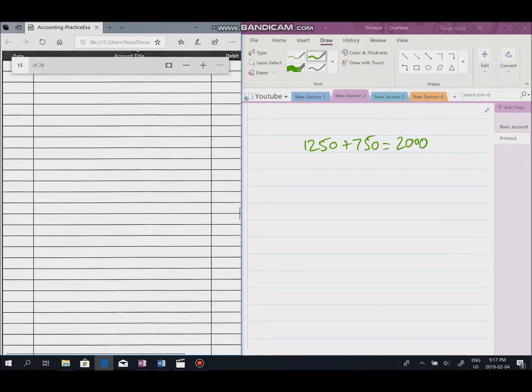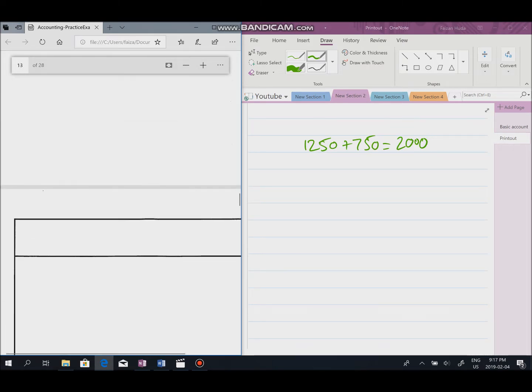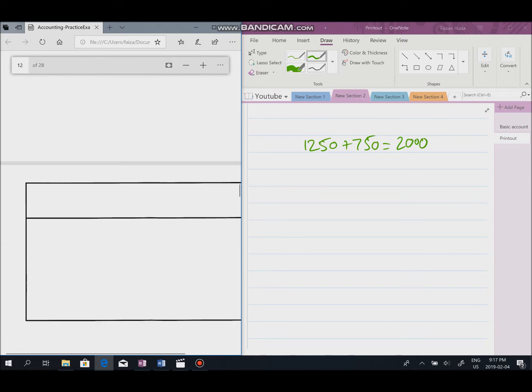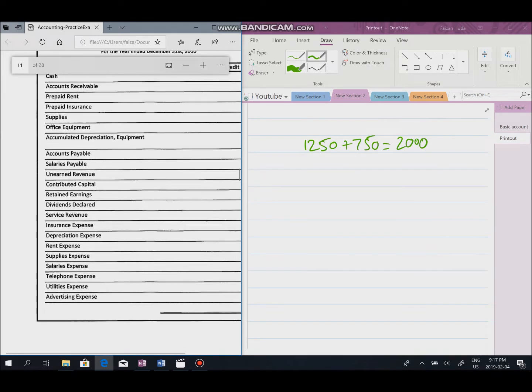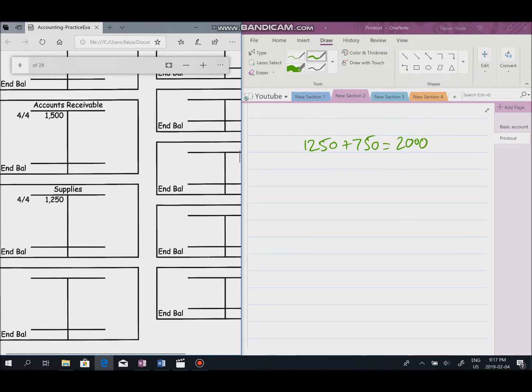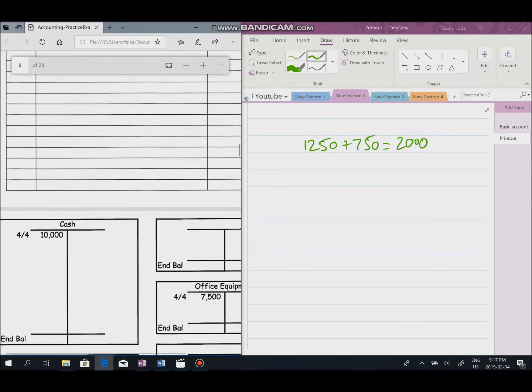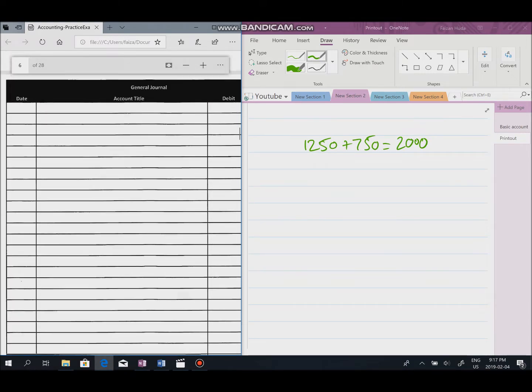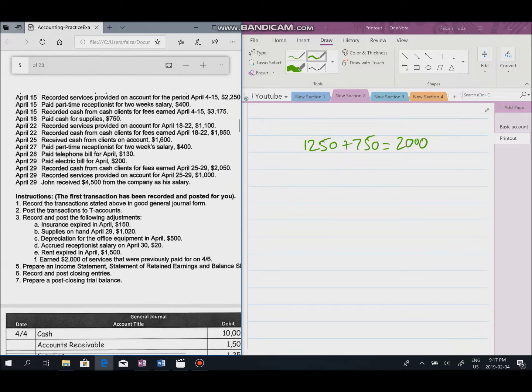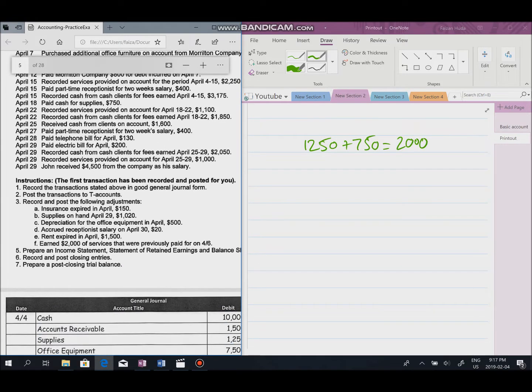Usually when you do your journal entries, sorry about that, these are my phone notifications, but let's just ignore them. Usually when you do journal entries and post them to your T accounts, you'll already have this balance, but since I was too lazy to do it, I'm just going to get it from the answer key.